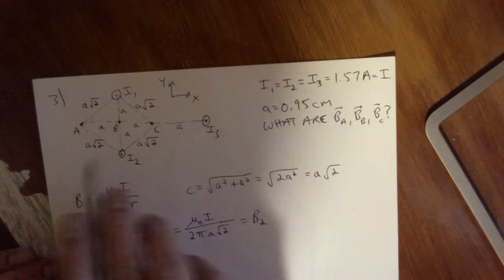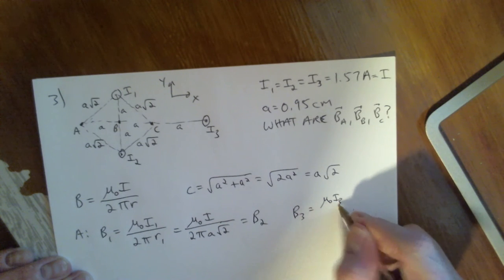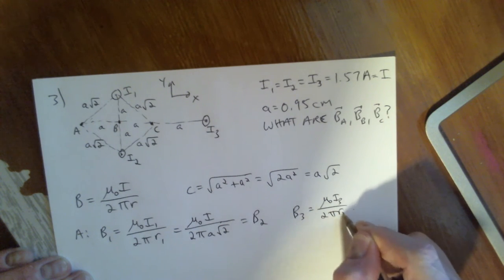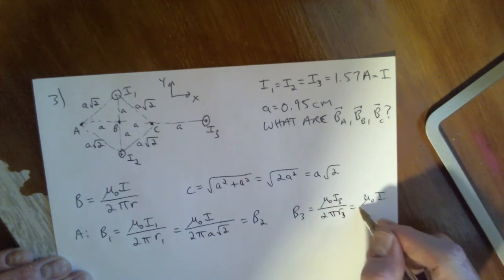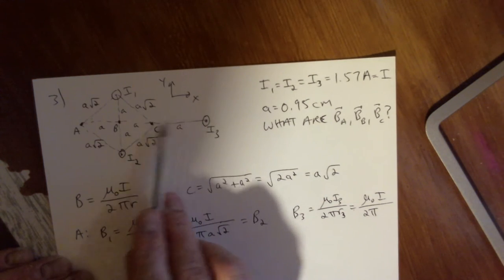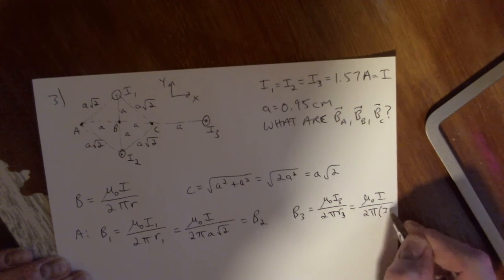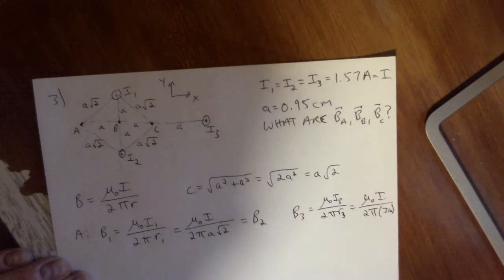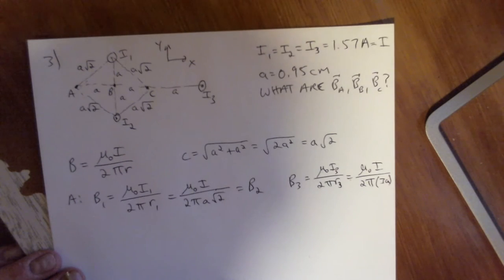The B field due to the third current, B3, is mu sub naught I3 over 2 pi R3, which is mu sub naught I, because they all have the same magnitude I, over 2 pi times the distance from I3 to this point, which is A plus A plus A, which is 3A. Now, the little bit more tedious part is adding the B fields as vectors. The B fields are vectors, so you have to add them as vectors.